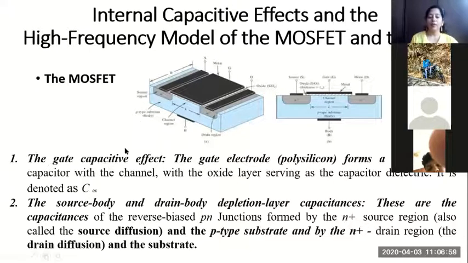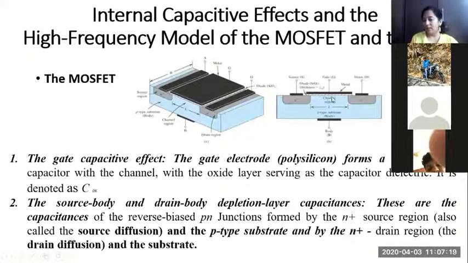So I was telling you the two main capacitive effects are the gate capacitive effect, which is due to this gate alone, which can either be formed with a metallic or polysilicon plate on top and the channel below. And there is an oxide layer, silicon dioxide layer in between, as you can see here.